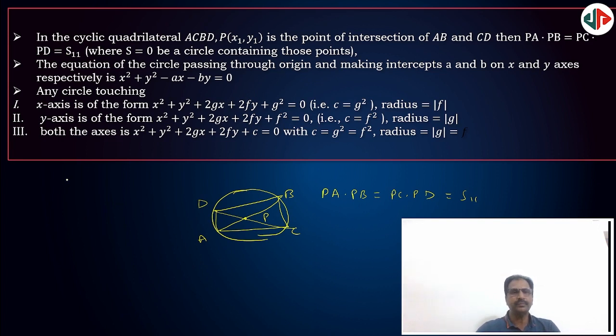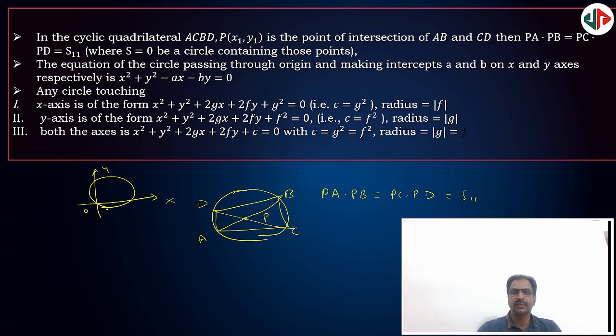Next, the equation of a circle passing through origin and making intercepts A and B on x-axis and y-axis. Look here. So this is a circle passing through origin.